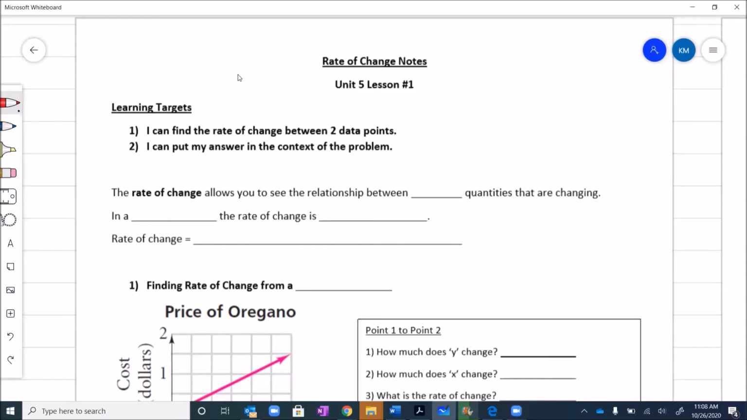Today we're going to look at rate of change. In this video, you should be able to find the rate of change between two data points, and you should be able to put your answer in the context of the problem. The rate of change allows you to see the relationship between two quantities that are changing. In a line, the rate of change is constant.